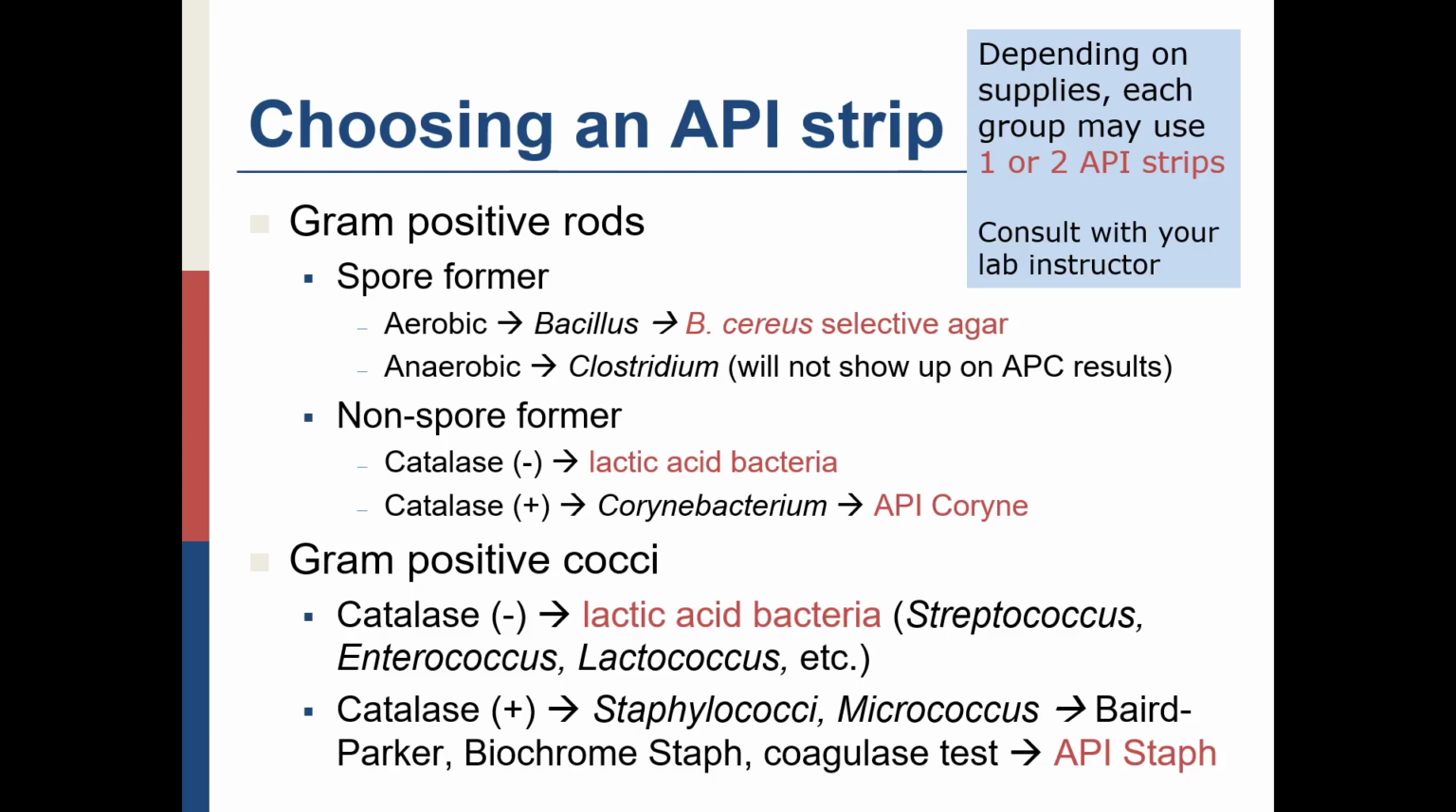So for non-spore formers, if it's catalase negative, then it's lactic acid bacteria. If it's catalase positive, then Corynebacterium. So you would be doing the API Coryne.